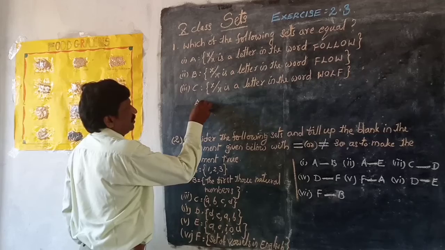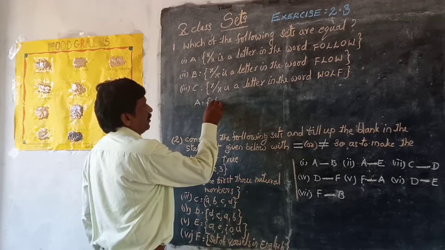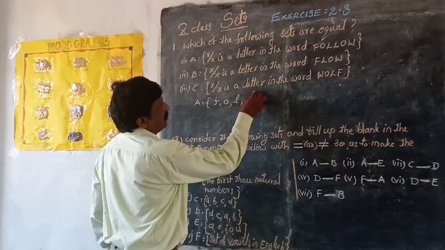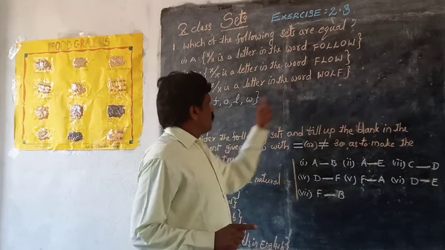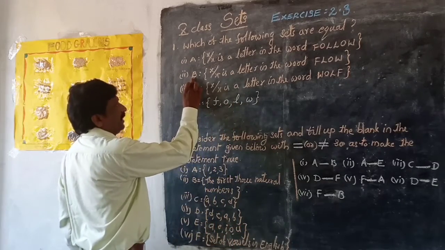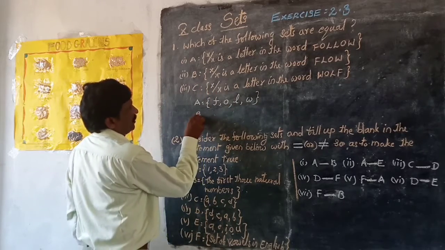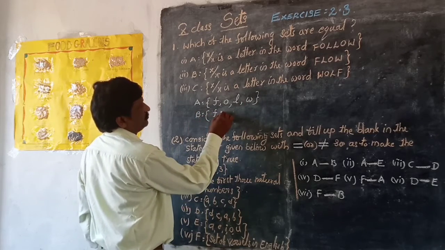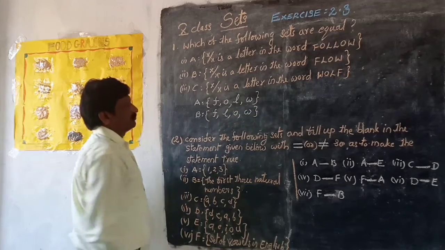Now set A: x such that x is a letter in the word follow. Set A roster form: F, O, L, W. Any two letters, you will write one letter. F, O, L, W. Next set B: x such that x is a letter in the word flow. Set B roster form for flow: F, L, O, W.